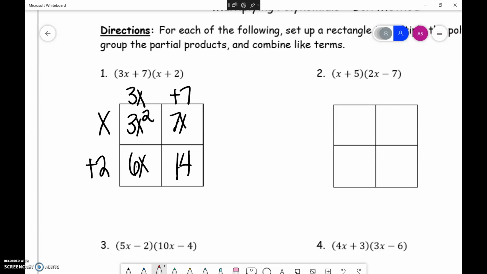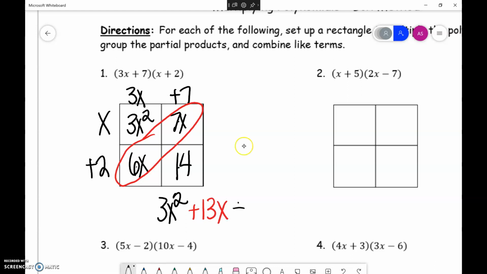So from here, I want to combine my like terms. My like terms are always going to be across from each other. So I have 3x squared. I have 6x and 7x. Those are like terms, so we're going to add those together. That's going to be positive 13x. Then I have 14 by itself, so that's going to be 14. All right, so my final answer is 3x squared plus 13x plus 14.